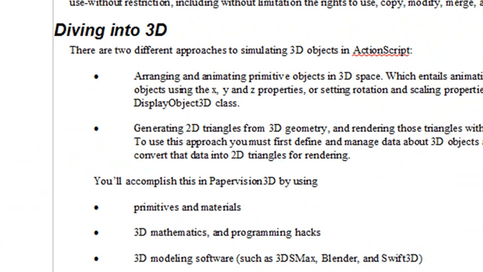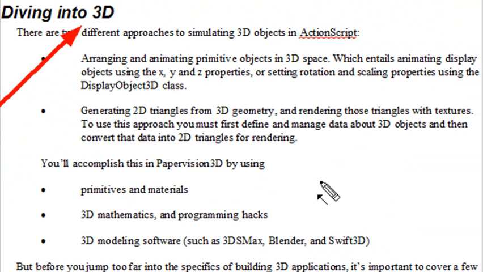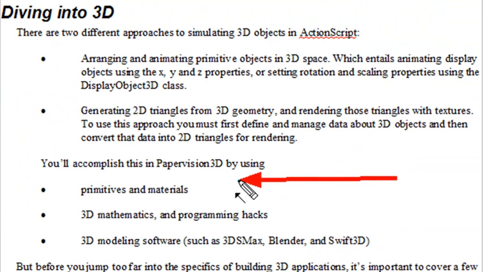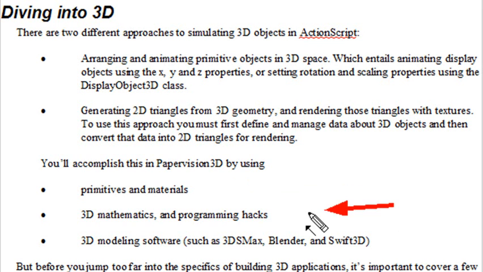So in Chapter 2, we start talking about diving into 3D and a few terms that you may not be familiar with. Specifically, you want to accomplish the following things in Papervision. You want to be able to work with primitives and materials, and you want to use data visualization from KS Hunter to make that process more efficient. You're going to learn a little bit about 3D mathematics and some hacks involved with that. And we're going to do some 3D modeling.